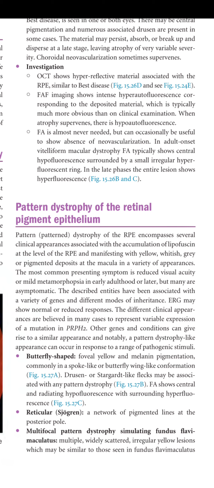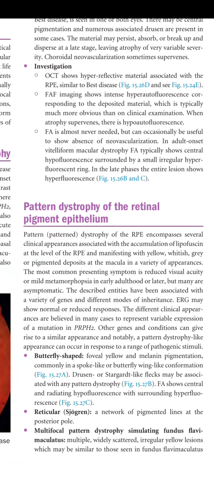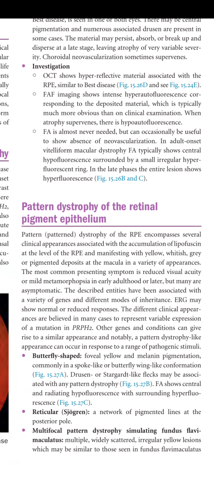Then there is a pattern dystrophy of the retinal pigment epithelium. So pattern or patterned dystrophy of RPE encompasses several clinical appearances associated with the accumulation of lipofuscin at the level of RPE and manifesting with yellow, whitish or gray or pigment deposits at the macula in a variety of appearances. The most common presenting symptoms are reduced visual acuity or mild metamorphopsia in early adulthood or later, but many are asymptomatic.